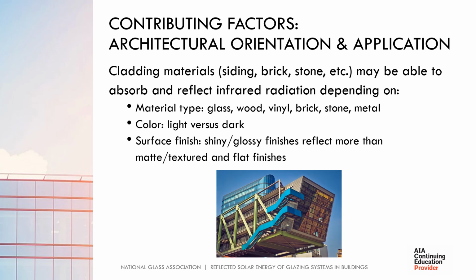Cladding materials include siding, brick, stone, and more. The ability of cladding materials to absorb and reflect infrared radiation varies depending on several factors. First is the material type itself that is selected. The material's color, in that lighter colors reflect more than darker colors, and the material's surface finish. Shiny or glossy finishes reflect more than matte or textured and flat finishes.